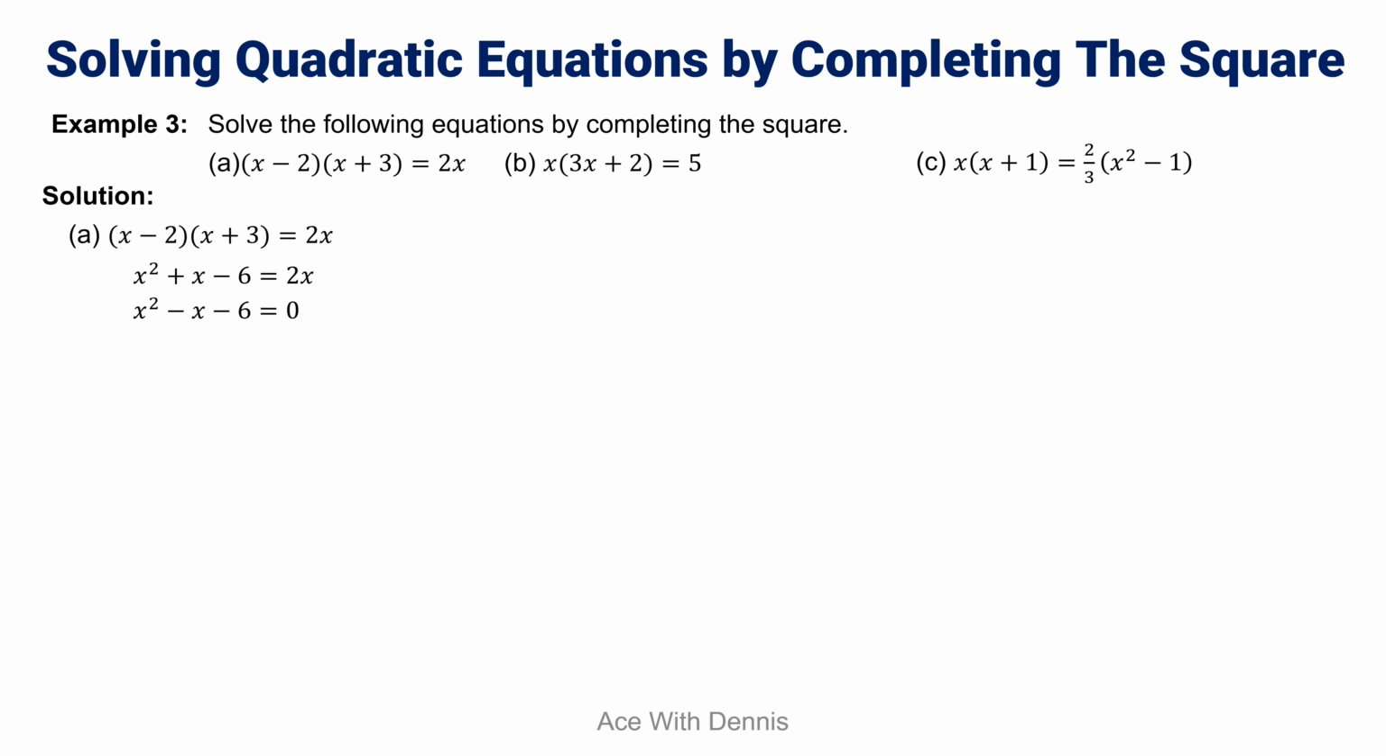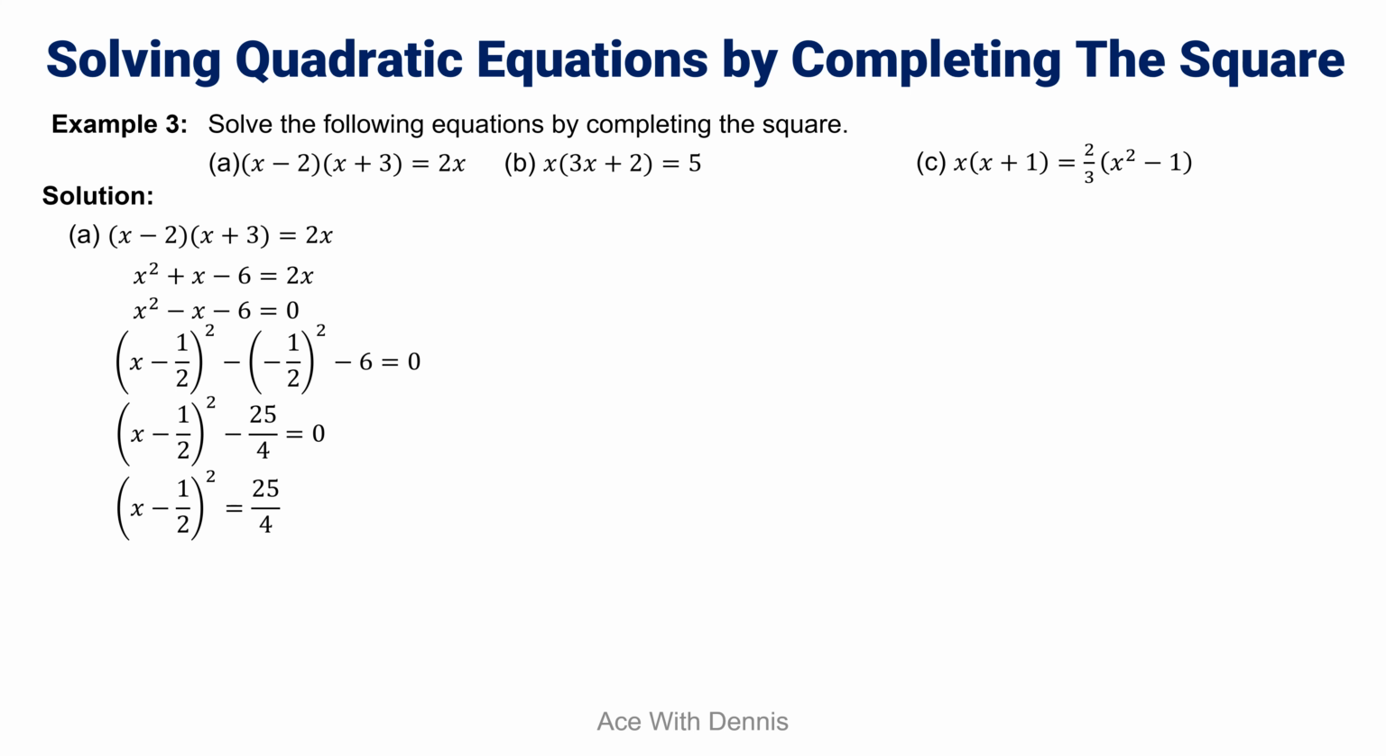So from here, we can start to perform the completing the square. So first check the coefficient of x squared. Now for this case is 1, so we don't have to do anything, and we just apply the formula for the completing the square. Then we will get x minus half square minus bracket negative half square minus 6 equals 0. Then we further simplify this equation. We will have x minus half square minus 25 over 4 equals 0. So move the 25 over 4 to the right side, it becomes positive. Then square root the whole thing, we'll get x minus half equals plus minus square root of 25 over 4.